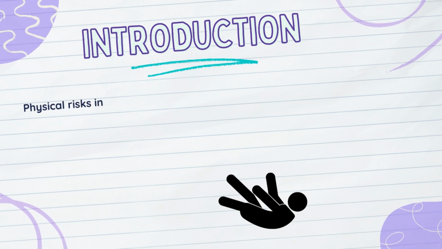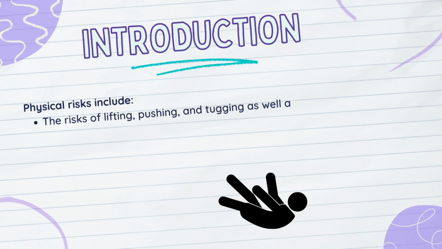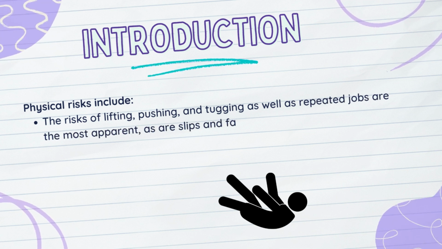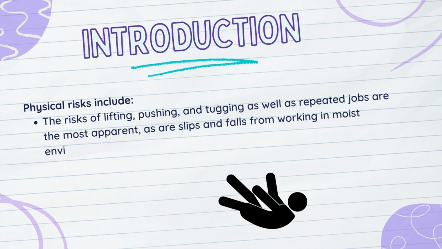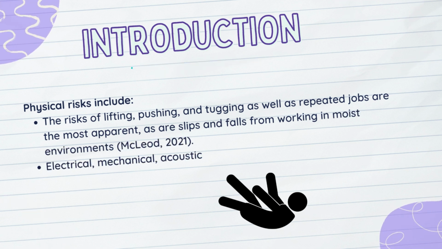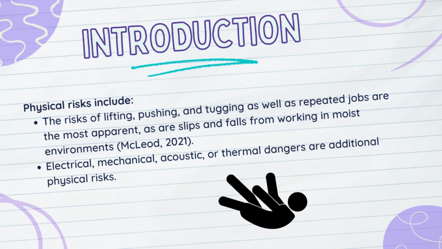The final one is physical risk. It includes the risk of lifting, pushing, and tugging, as well as repeated jobs are the most apparent, as are slips and falls from working in moist environment. It also includes electrical, mechanical, acoustic, or thermal dangers.